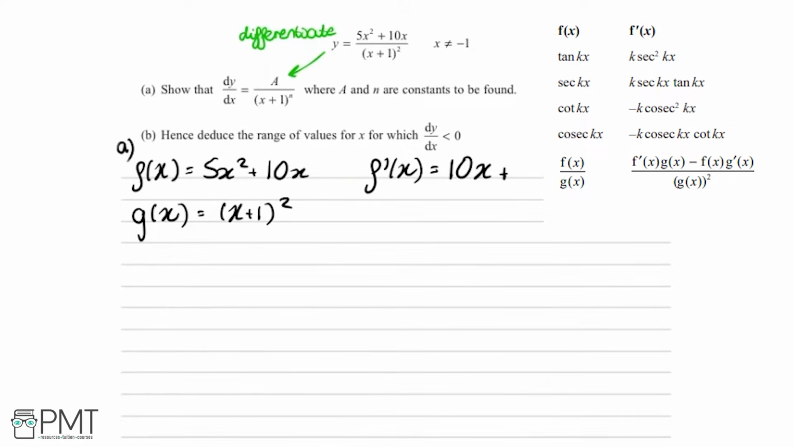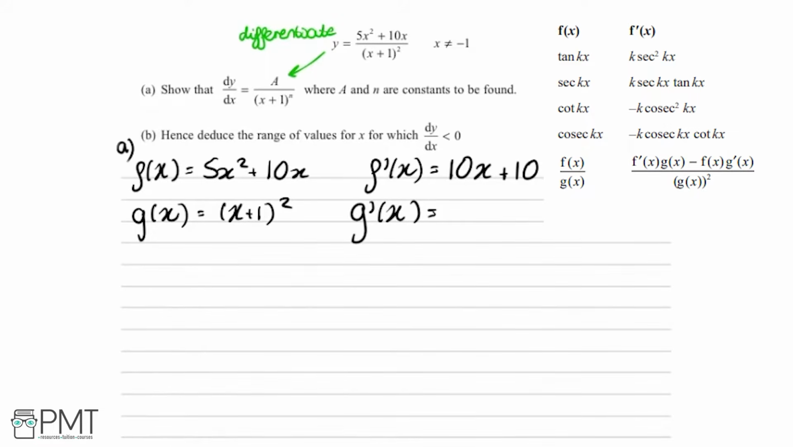Again, we're going to do the same for the next part. We've got the power of 1, and we bring that down, times it by 1, so you just get 10 again. And we take down the power, so 1 to 0. Anything to the power of 0 is just 1. So this is our expression for f dash of x. We're going to do the same for g dash of x.